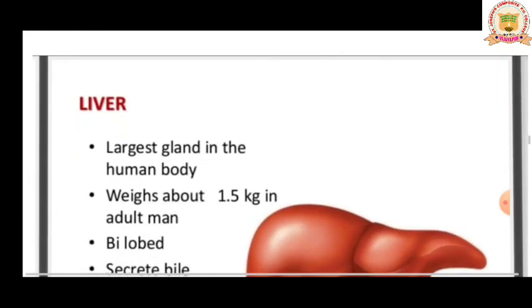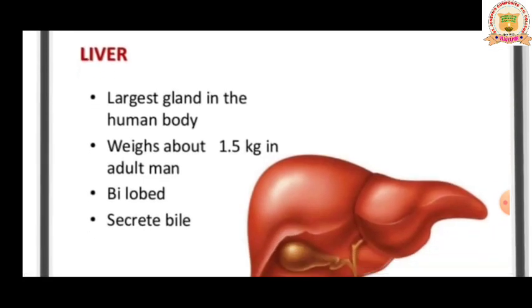Let me pass on to the next gland, that is the liver. The liver has two main lobes, a large right lobe and a small left lobe. It is the largest gland in the human body. Everybody knows that? It weighs about 1.5 kg in an adult man. It is bilobed.